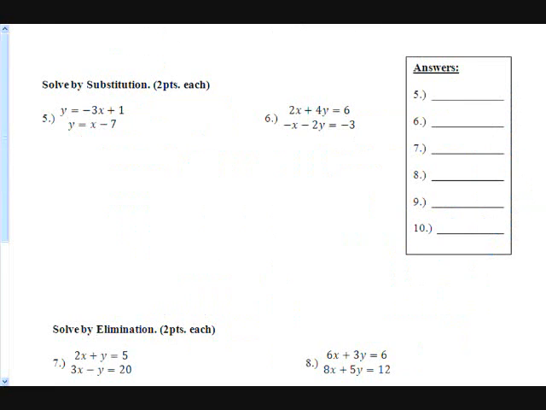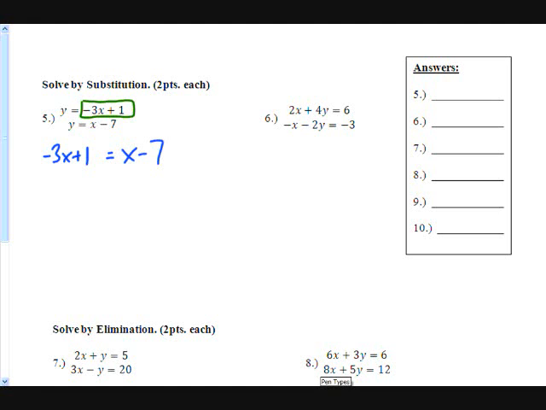For the next one, we're still solving by substitution. Once again, this one is set up really nicely for us. It's telling us that y equals negative 3x plus 1. So I'm going to plug that in for y in my second equation. So what I have is y equals x minus 7, but instead of y, I'm going to plug in what y equals, which was negative 3x plus 1. And once again, I don't need these parentheses. It's just me showing you how we're plugging it in.